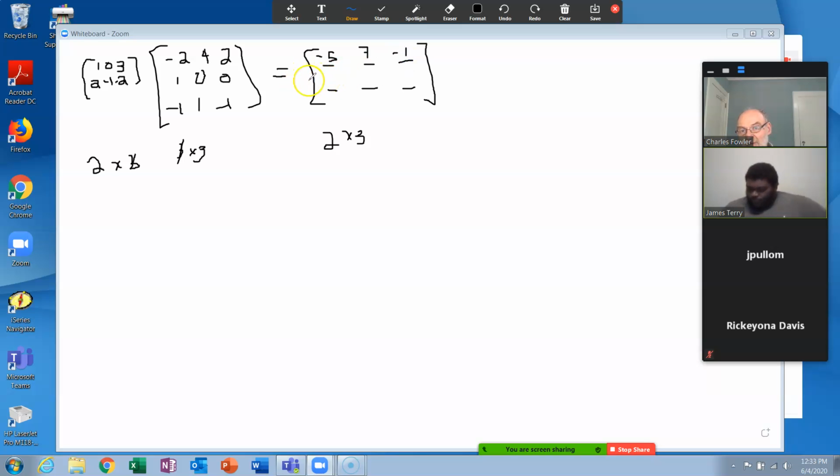This entry is the 2, 1 entry, second row by first column. So we do the second row here by the first column there. 2 times -2 is -4, plus a -1 times 1 is -1. So it adds up to -5 so far, right? Plus a -2 times the -1.